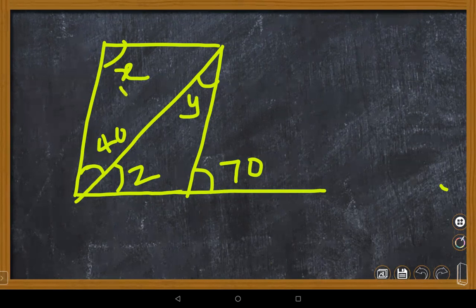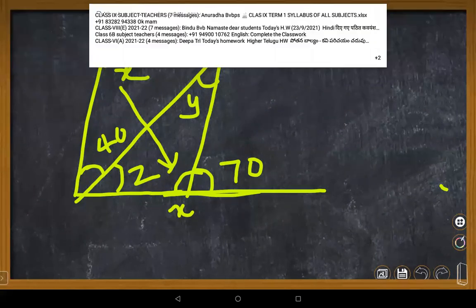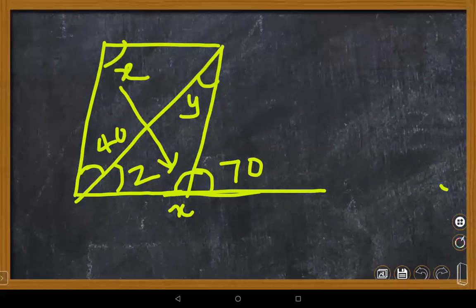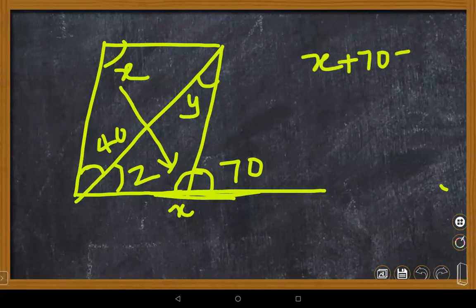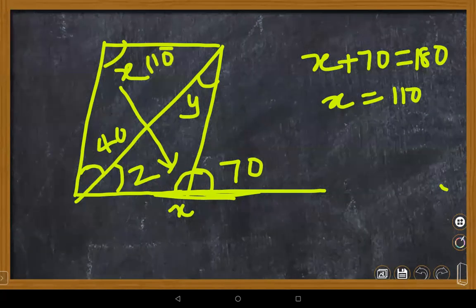So, Harshita, x and this angle are opposite. Both are the same, yes or no? Yes, ma'am. So, can I take x plus 70 as a linear pair? Yes, ma'am. X plus 70 is 180. X equal to how much, Harshita? X is equal to 180 minus 70. So, 110. Very good. This is 110 you got. X value 110 you got.